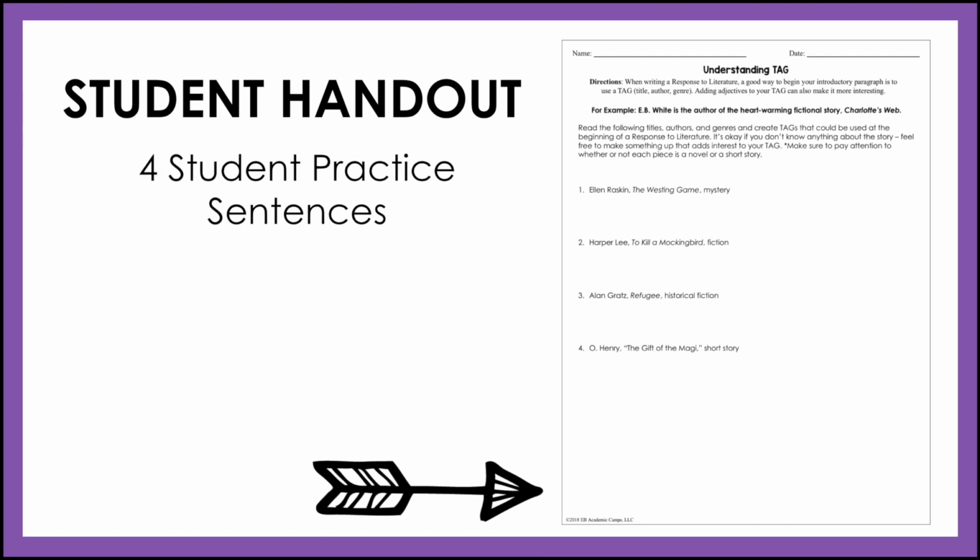Also on this student handout, we've included four student practice sentences. For each of these sentences, we've included the author, the title, and the genre. So even if students haven't read these books or these short stories, they're still able to practice writing a tag just using that information. Once they write the basics of the tag, we want them to go back and add that strong vocabulary, make sure that it's in complete MLA format, make sure that you have strong comma usage, however you're choosing to teach it, and all of those elements of a strong tag that we want them to include.